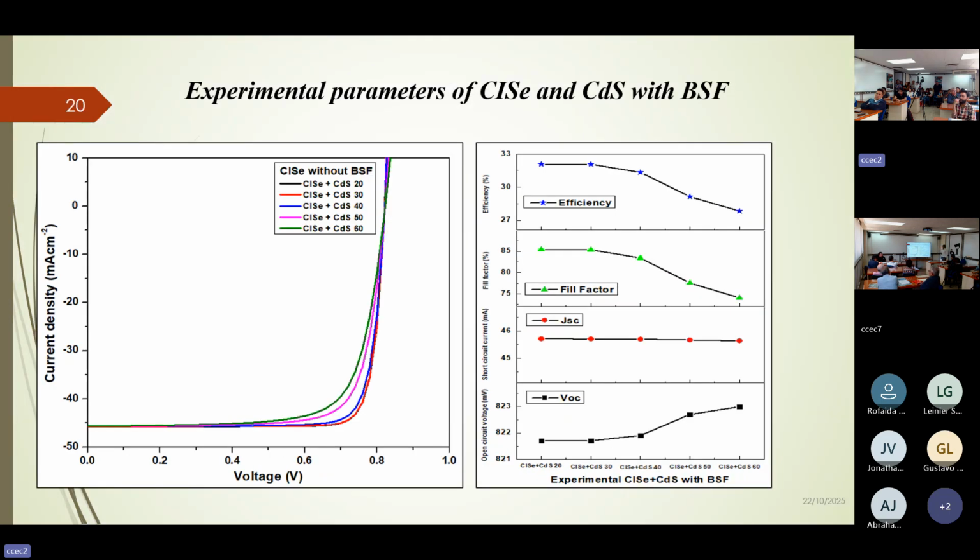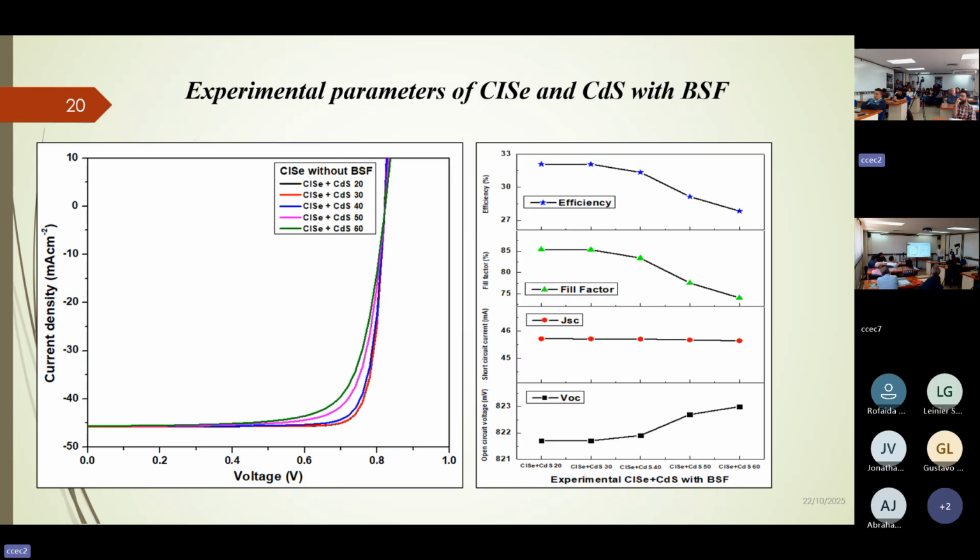But what happens if we use BSF? With BSF, although it decreases with the effect of CdS thickness, it is not much, not 20 but 1%. Here we are at 30 to 37%.